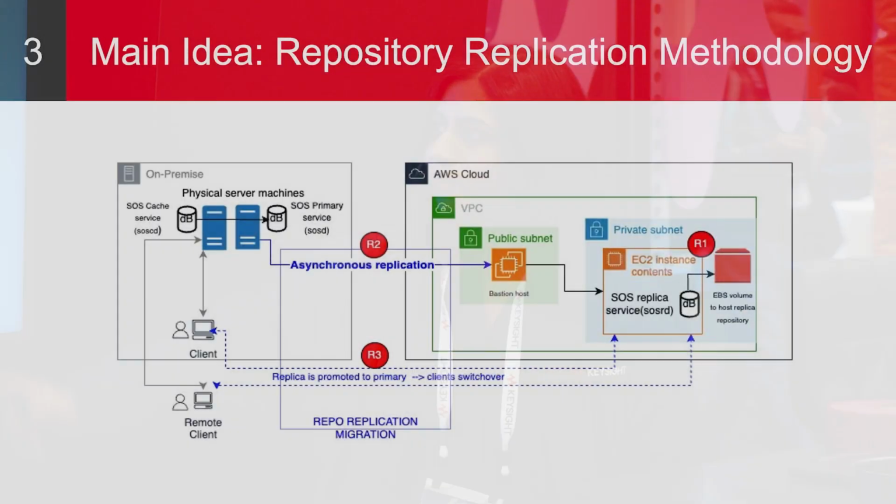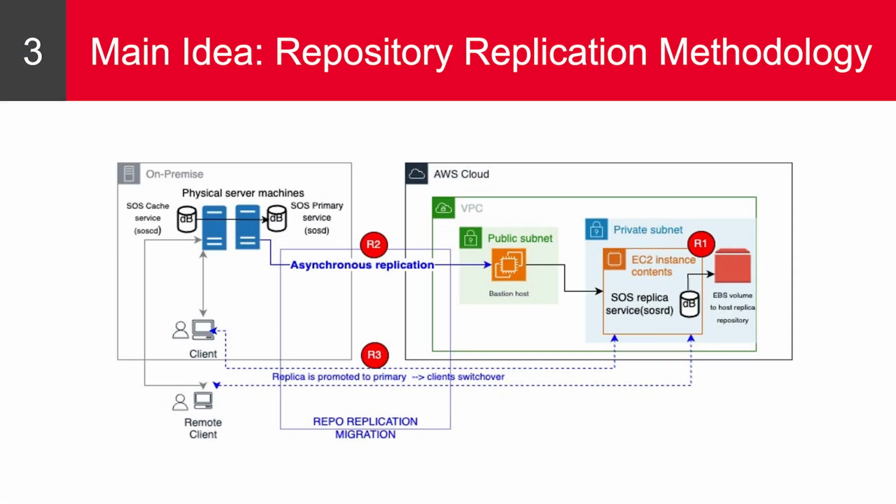So let me bring up this architecture diagram here. On the left, you have the on-premise. You have the physical server machines there where you've set up the primary repository. That's the original primary repository. And on the right side, you have the AWS cloud setting. And now I'm going to hand it over to Felix here to explain this portion of it.